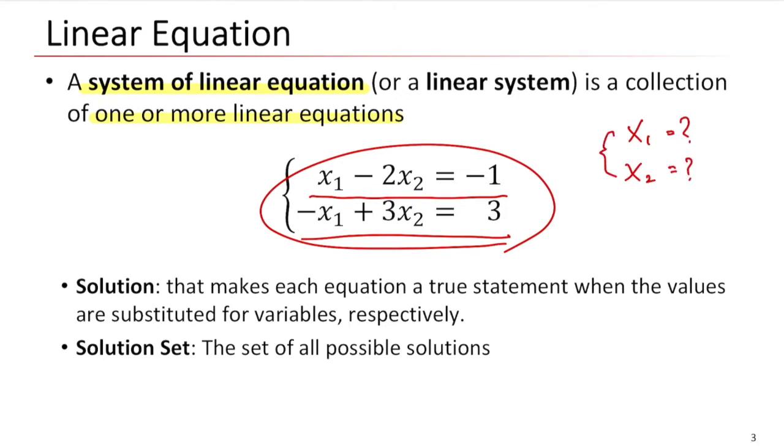That satisfy these two equations. So what's the meaning of the solution for the linear system? The solution is to make each equation a true statement when the values are substituted for the variables. Okay?